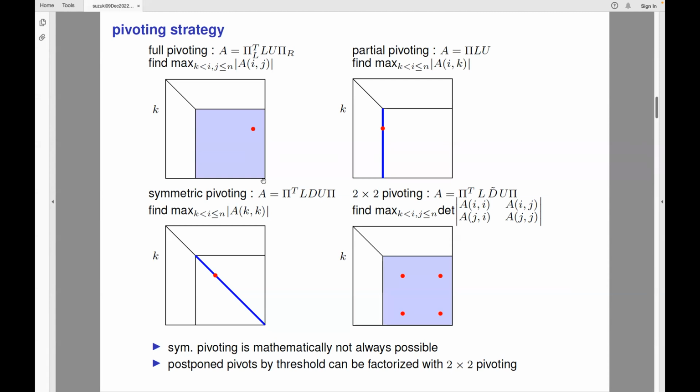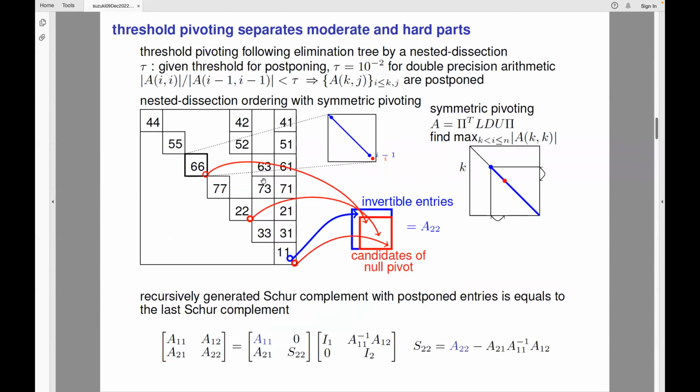But unfortunately, with this symmetric pivot, the system may be singular if the matrix is indefinite. In that case, we can use a kind of mixing of 2 by 2 pivot technology. This technology is very old. It was invented in 1975, but it is still in use. So I can factorize everything, and this is a schematic figure of the whole picture, combining nested dissection plus pivot technology.